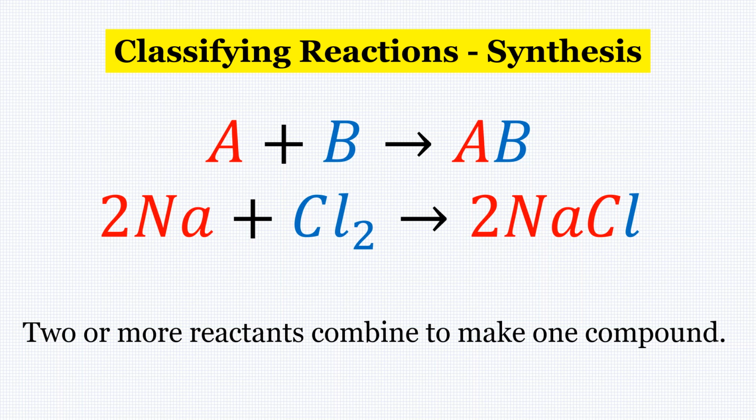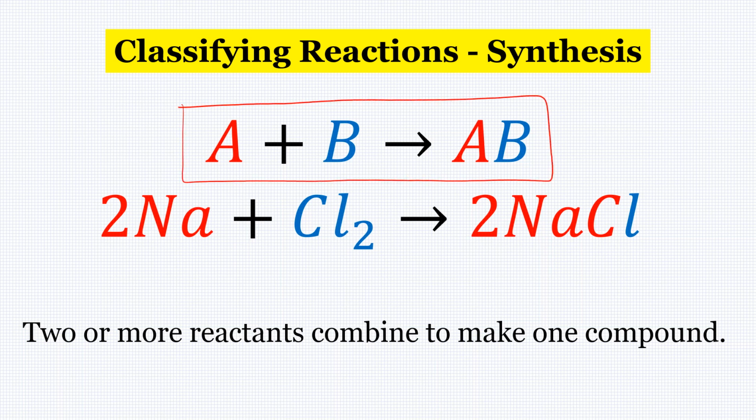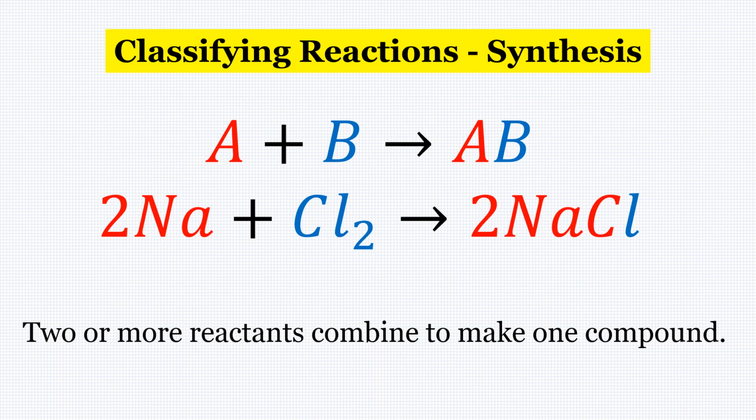So in this example here, the top part here is like the general form that our synthesis reactions take. So you have an A plus a B, and they combine to make an AB. So this is almost like our fusion type reactions from nuclear chemistry. You have 2 smaller pieces and they combine to make a larger piece. So that is a synthesis type reaction. So in my example here, I've got sodium and I have chlorine. Those 2 pieces combine to make a larger compound, sodium chloride.